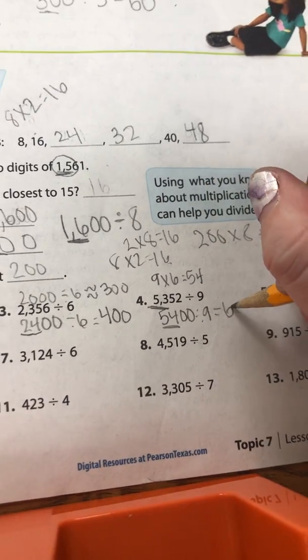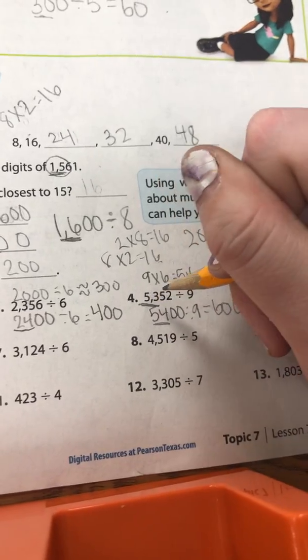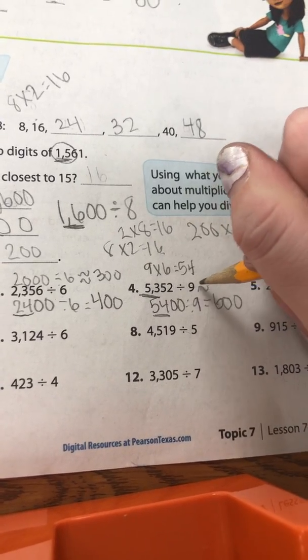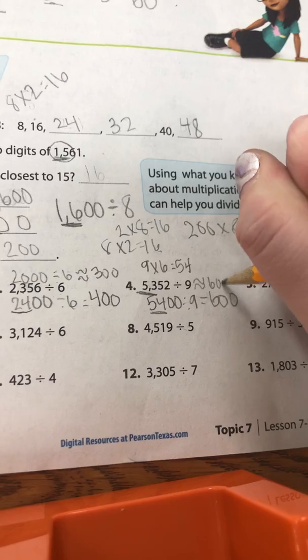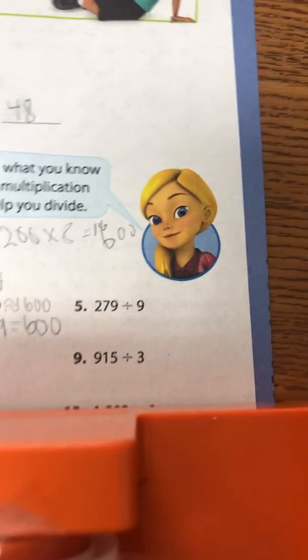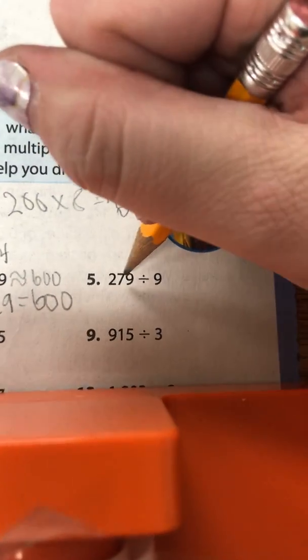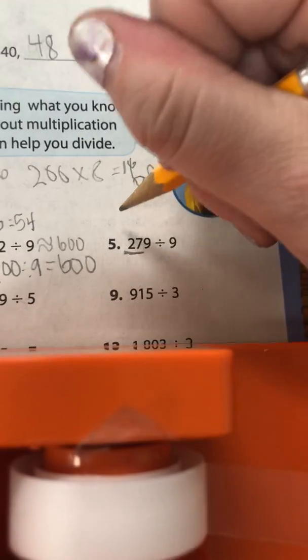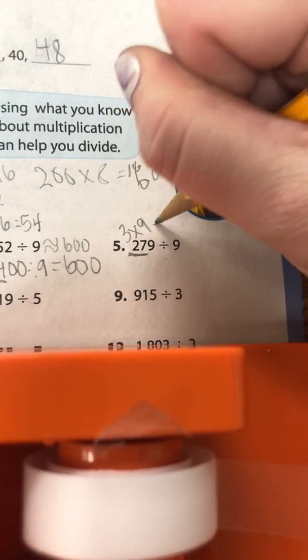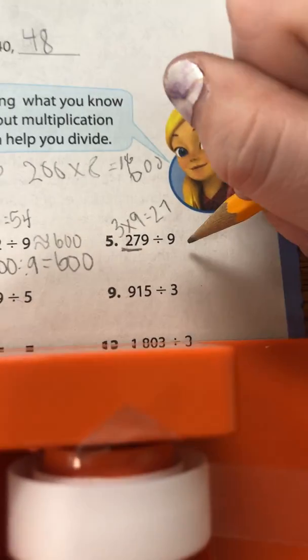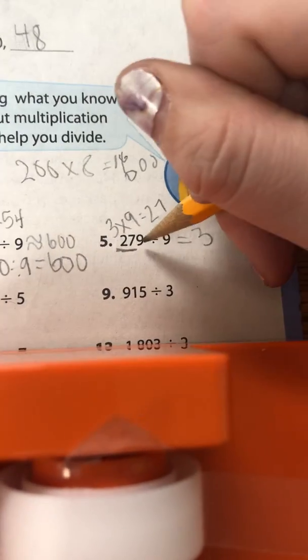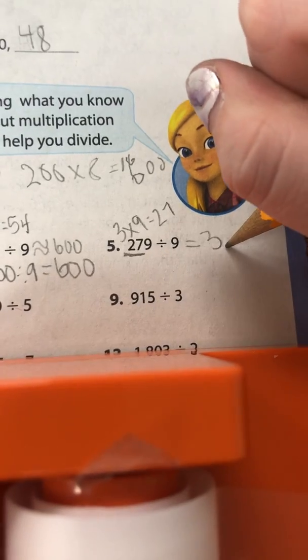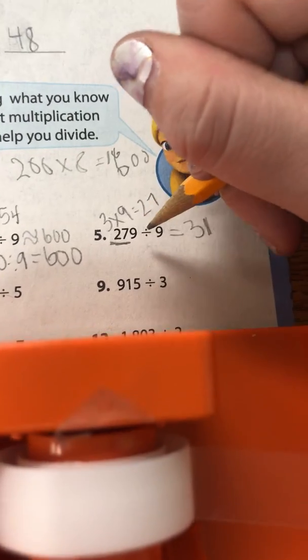So 5,352 divided by 9 is about 600. Number 5, 279 divided by 9. 27 is already divisible by 9. 3 times 9 is 27. So 27 divided by 9 is 3. And 9 divided by 9 is 1. So 279 divided by 9 is 31.